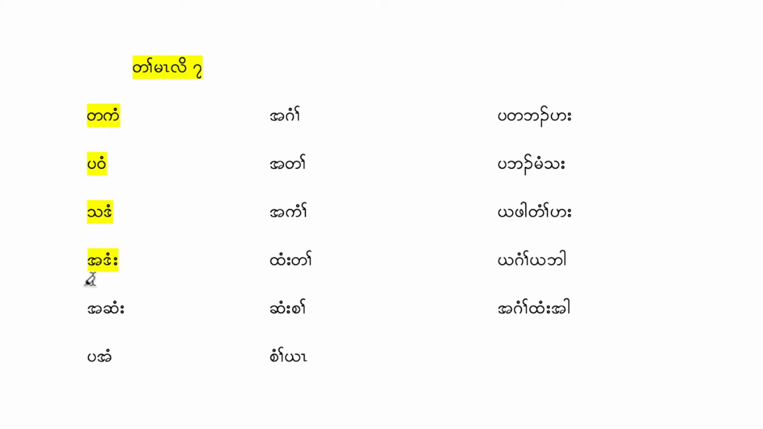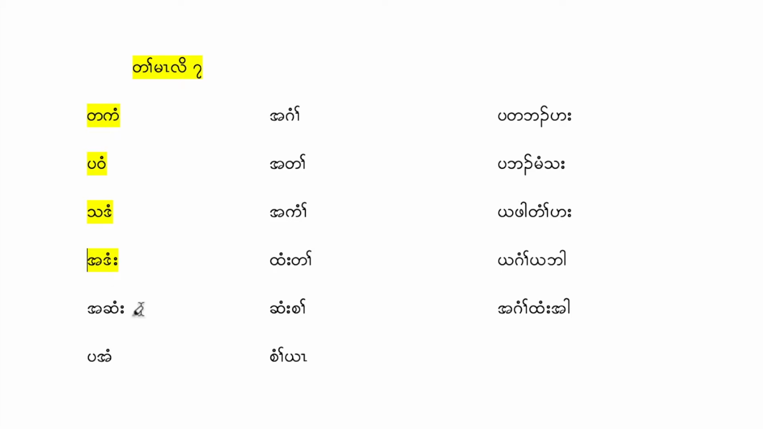Okay, so next one, a D. So a D in English is wings.